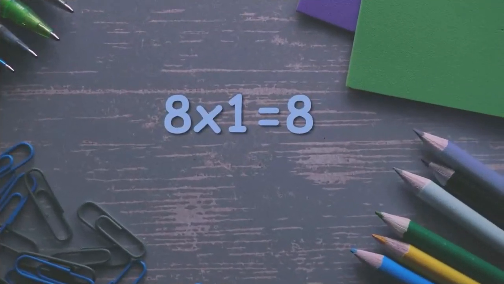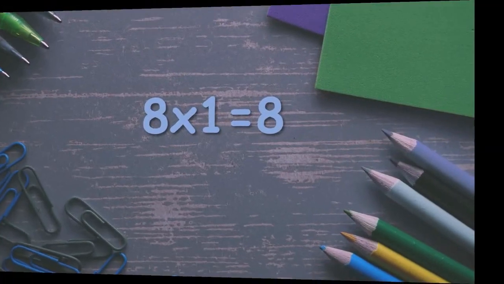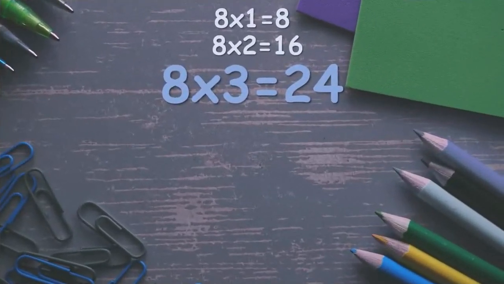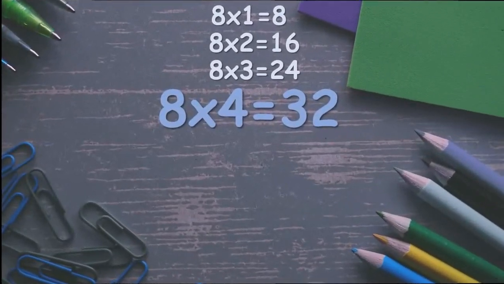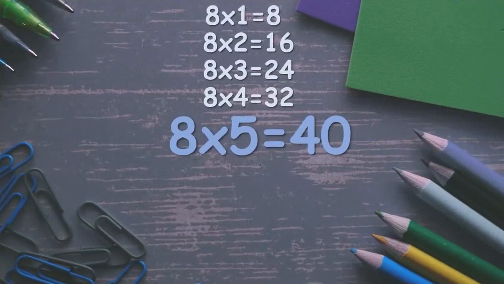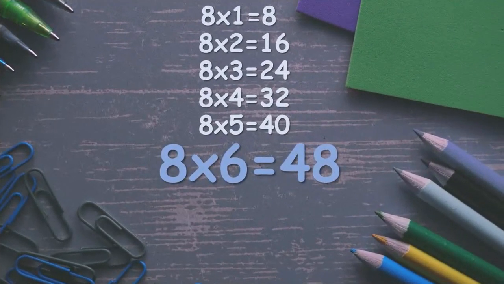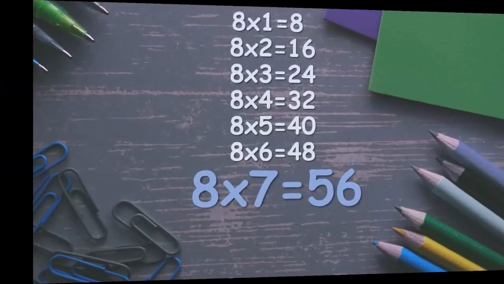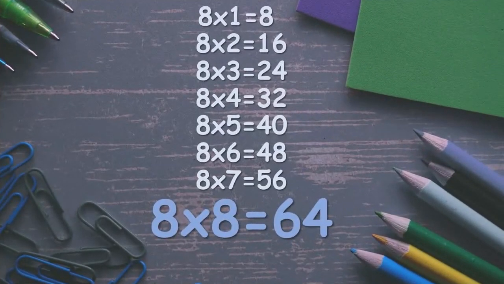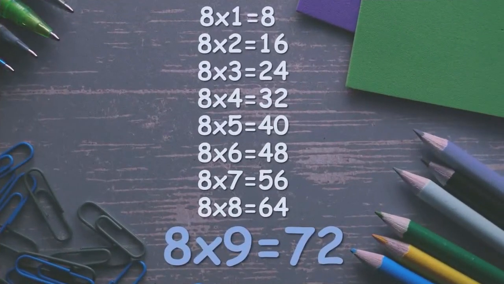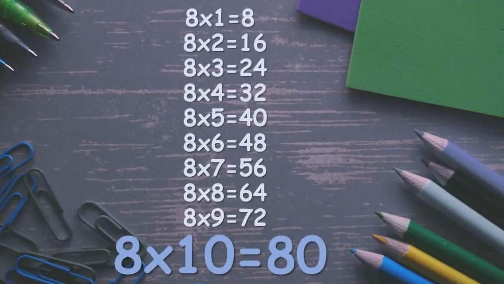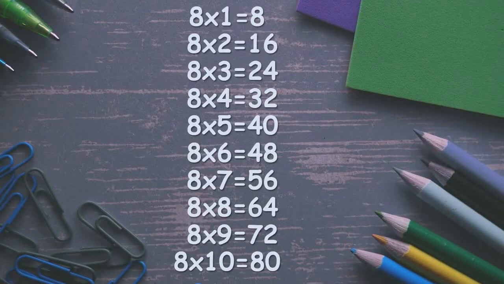Let us repeat. 8 ones are 8, 8 twos are 16, 8 threes are 24, 8 fours are 32, 8 fives are 40, 8 sixes are 48, 8 sevens are 56, 8 eights are 64, 8 nines are 72, and 8 tens are 80. So this is multiplication table of 8.